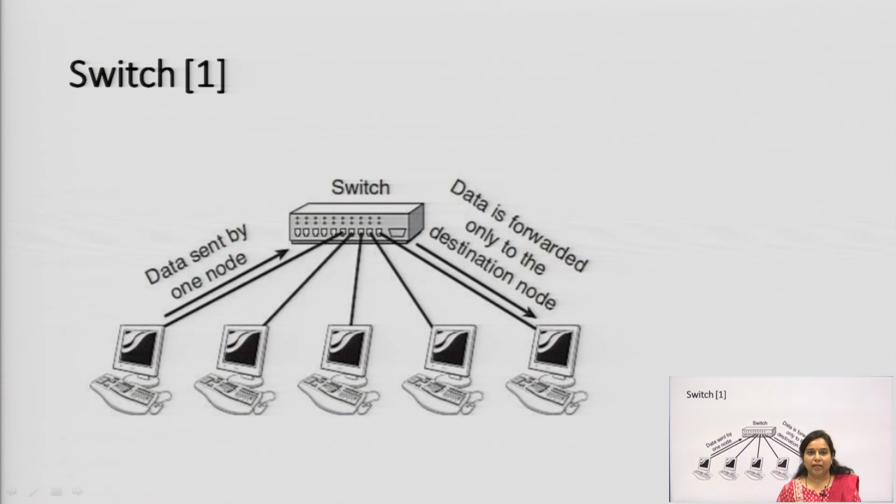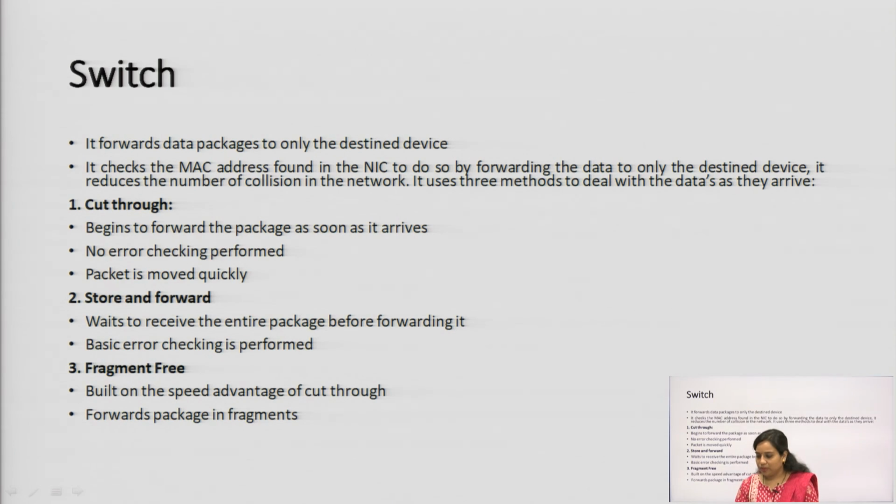It will connect only the destination node to the intermediate node, so that the data will be transferred from this node to only this node. So, this is the main aim of the switch. Now, this is the introduction. It forwards the data packet to only one destined device, which means there is no broadcasting available, only one to one communication is possible, which means point to point communication is possible in this switch.